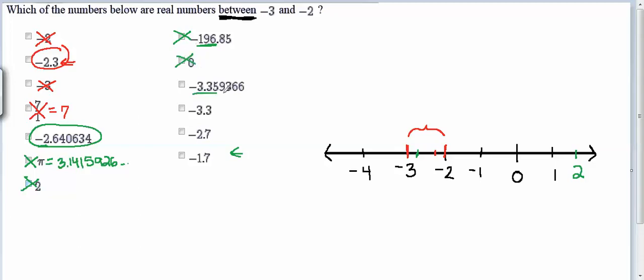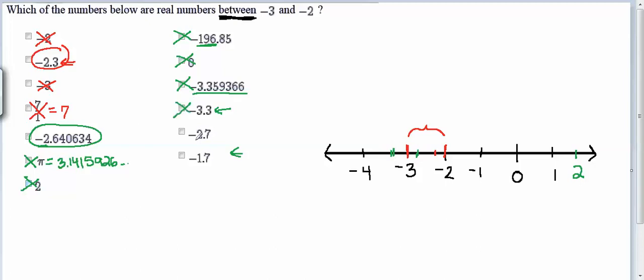How about this one? Negative 3.359366. To graph this, I first go from 0 and step back 1, 2, 3 steps. And then I go a little bit further, to 0.359366, so somewhere up here. So we can see it's close to the values of interest, negative 3 and negative 2, but it's not falling between them. It's outside them. So this is also not between negative 3 and negative 2. Our next option, negative 3.3, is very similar. I go back from 0, 3 steps backwards, and a little bit more, somewhere out there. It's close to negative 3, but it's not between negative 3 and negative 2.